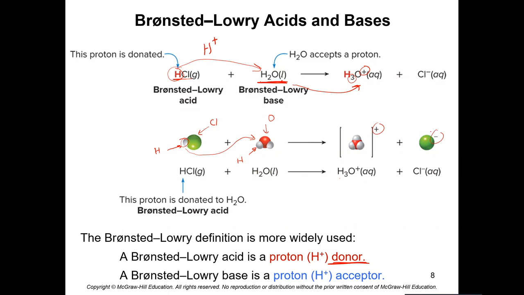So this is how we define a Bronsted-Lowry acid and a Bronsted-Lowry base. An acid is a compound that has a proton that it can donate, so it's a proton donor. The base is going to be a proton acceptor, so it needs to have those lone pairs available in order to make that bond with the proton.